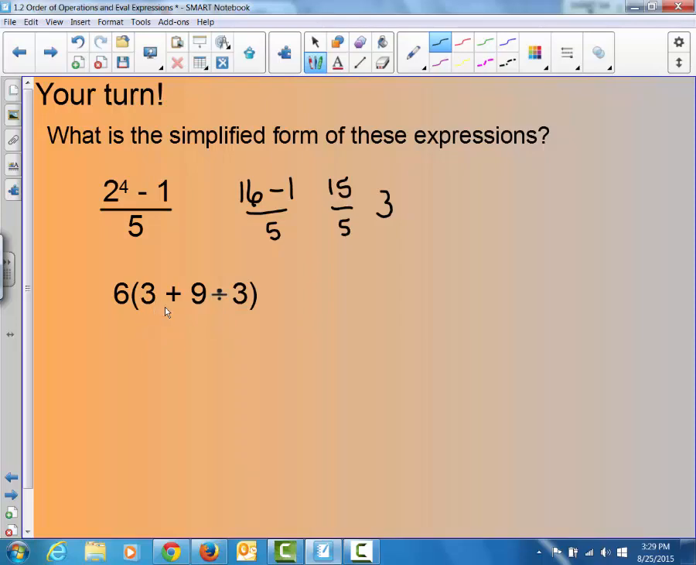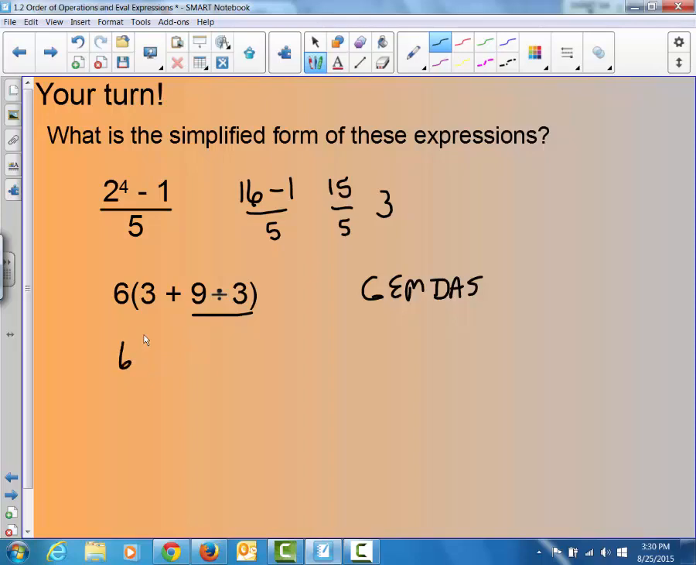All right, 6 times (3 plus 9 divided by 3). If you're doing GEMDAS, you look for grouping symbols first. Well, here are the grouping symbols. We've got to take care of that first. So inside the grouping symbol, you've got to go in the order of operations also. So we've got plus and we've got division. Division comes before addition. So we do the 9 divided by 3.